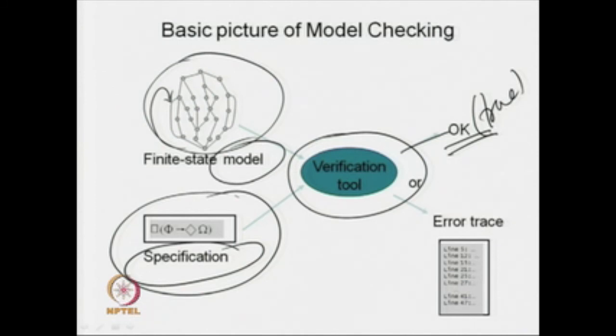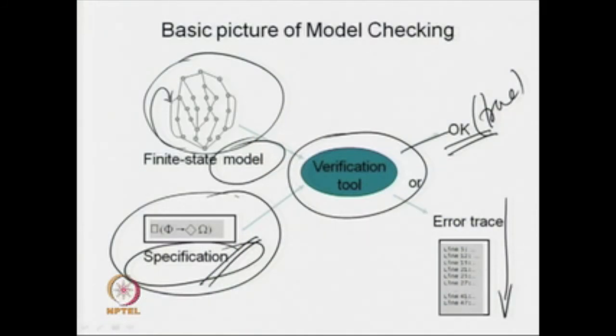But if it is not true, just say that we have come up with a design and we are trying to check whether this particular specification is true or not. The verification tool tries to check all possible combinations and it finds that this specification is not true. So, my verification tool will not simply say that it is false. Along with that, it will give me some information, which is an error trace. The error trace says that if you follow this particular path, then the given property is not true.